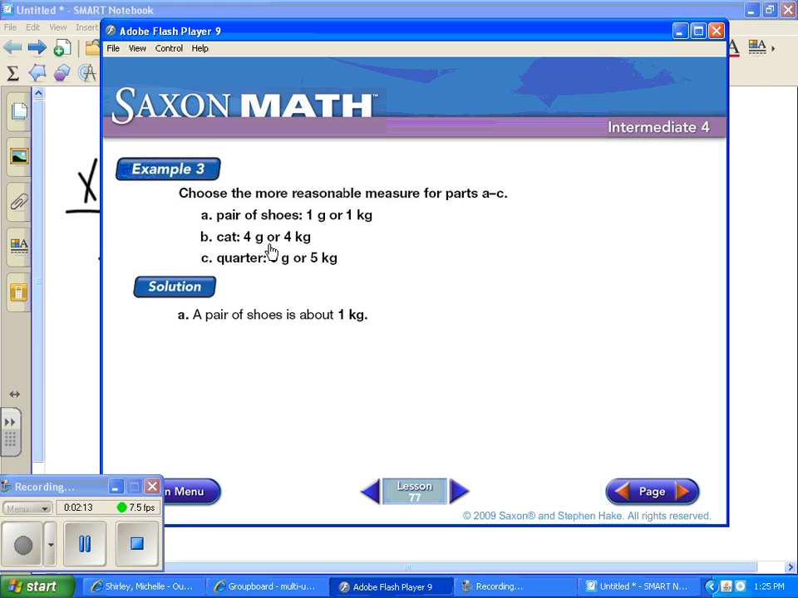Okay, let's look at B. A cat: 4 grams. So you're thinking 4 paper clips or 4 kilograms. And I hope that you said 4 kilograms. C, a quarter. Think of having a quarter in one hand, and think of having 5 grams or 5 paper clips, or 5 kilograms. That'd be 5,000 paper clips. The answer is 5 grams.